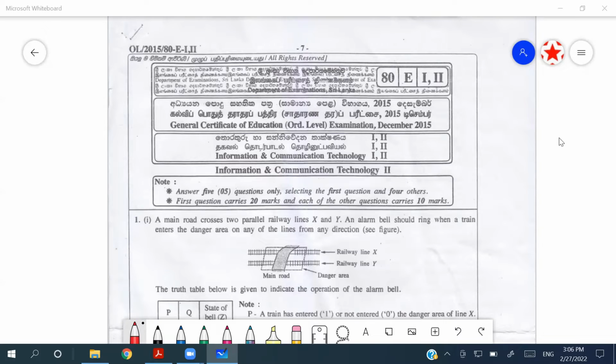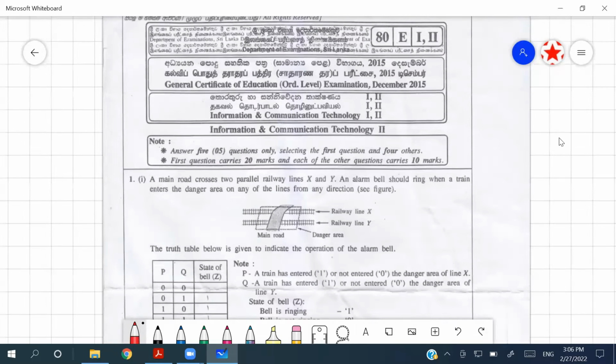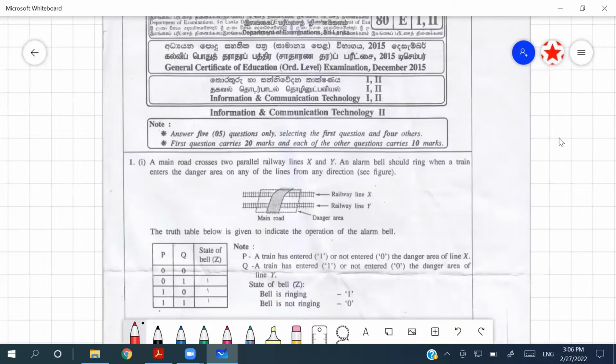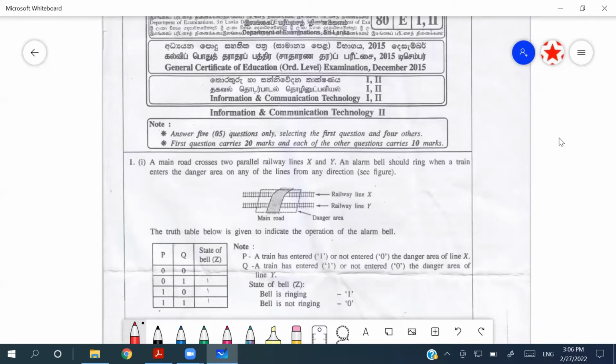So the first question, in 2015, a main road crosses two parallel railway lines X and Y. An alarm bell should ring when a train enters the danger area of any of the lines from any direction. The truth table is given to indicate the operation of the alarm bell.